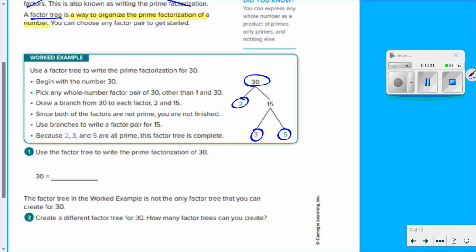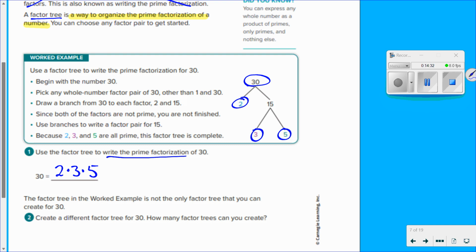Now, there's a difference. The factor tree is your tool to organize the material, but I still need to write the prime factorization. A prime factorization is actually a multiplication sentence of all of the prime factors. So all I'm going to do is take the numbers that I just circled and rewrite them with a multiplication symbol in between. So it's 2 times 3 times 5.